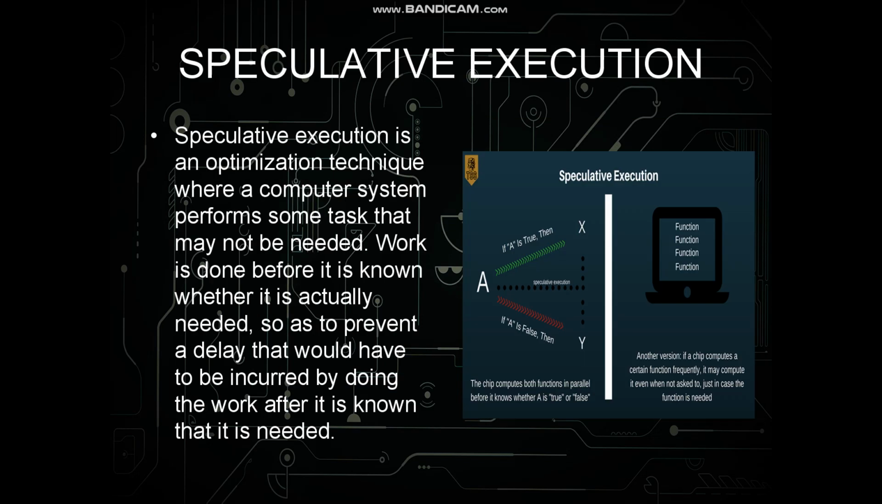Next, we have speculative execution. Speculative execution is an optimization technique where a computer system performs some tasks that may not be needed. Work is done before it is known whether it is actually needed, so as to prevent a delay that would have to be incurred by doing the work after it is known that it is needed.